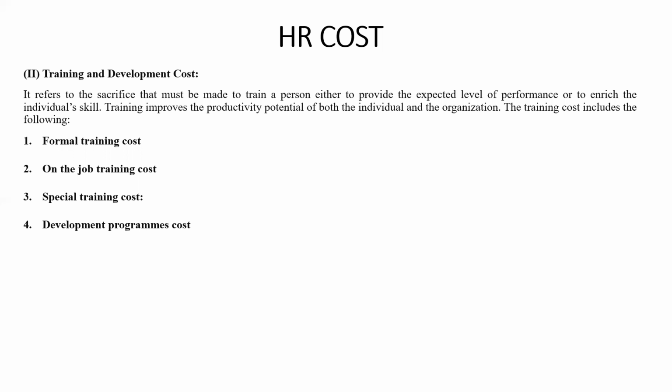Third one is special training cost. To achieve the performance standards, sometimes specific training programs may be devised. Such training gets a distinct human resource to the organization. The cost of such training, called special training costs, falls under the human resource investment of the organization.